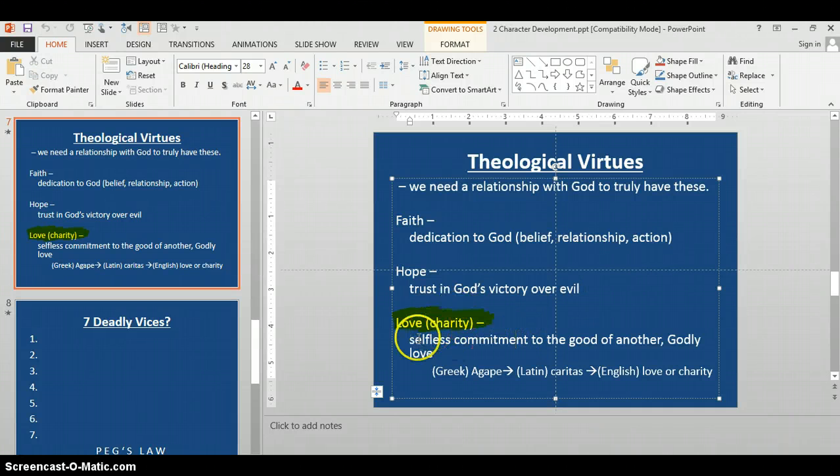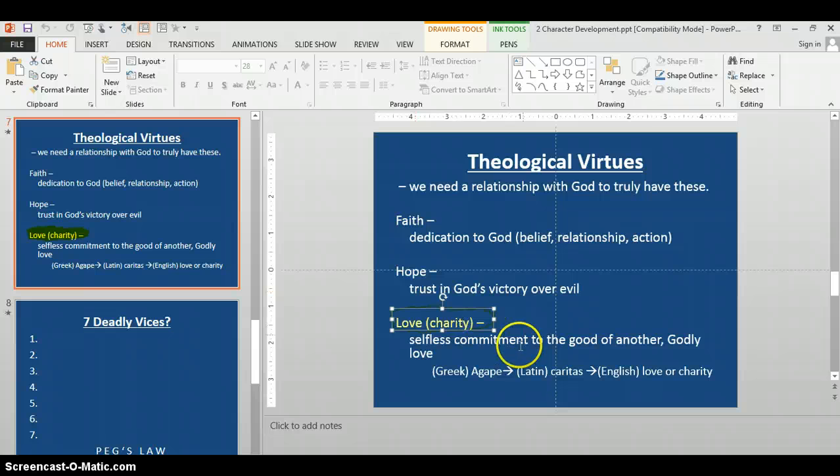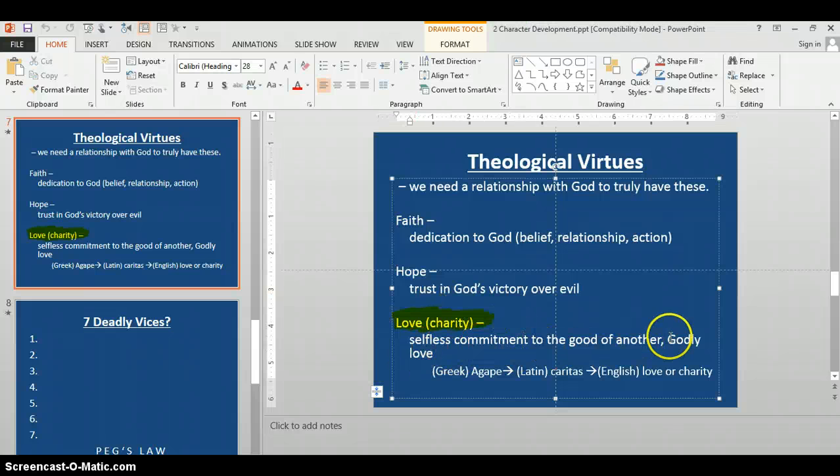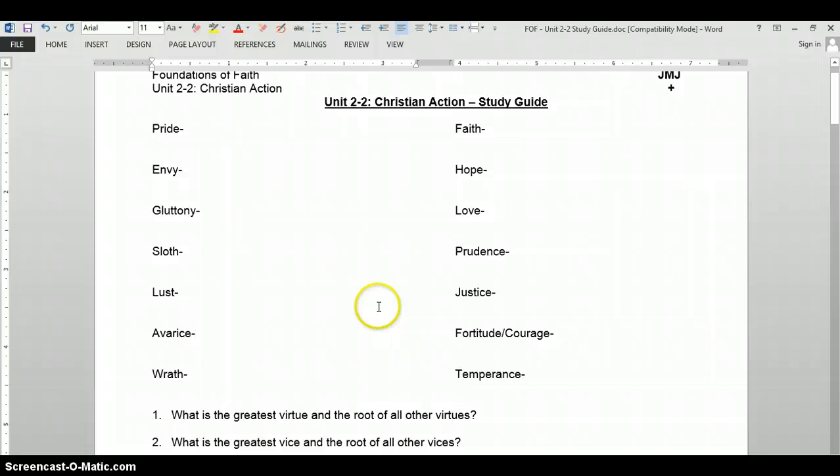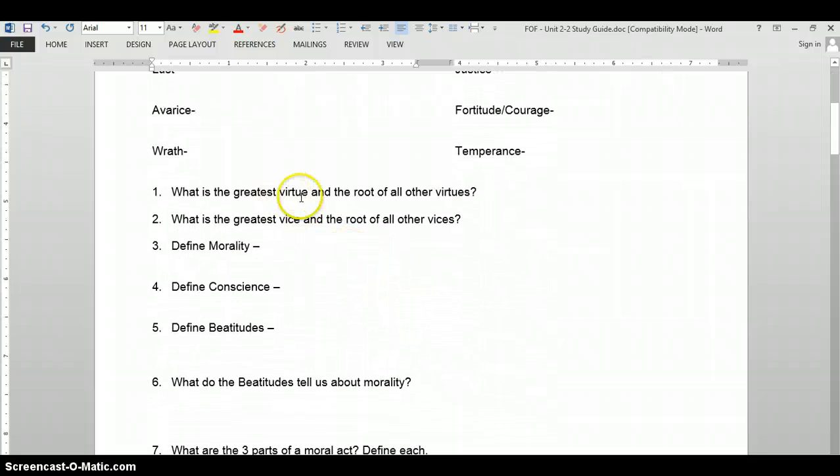In the end, and the last one, love, is the greatest of all the virtues. It is a selfless commitment to the good of another. We're not talking about eros here, which is kind of like romantic feelings of love. Here we're talking about doing loving things, putting other people first, a selflessness, godly love, a sacrificial love. Greatest virtue, love. Greatest vice, pride.